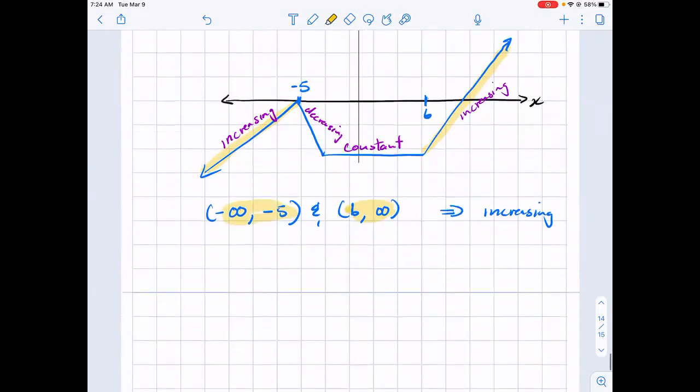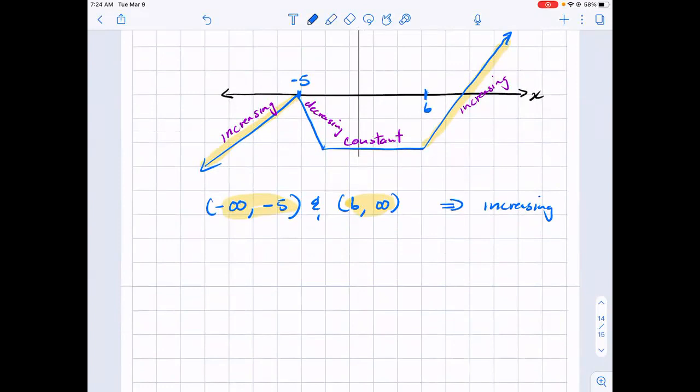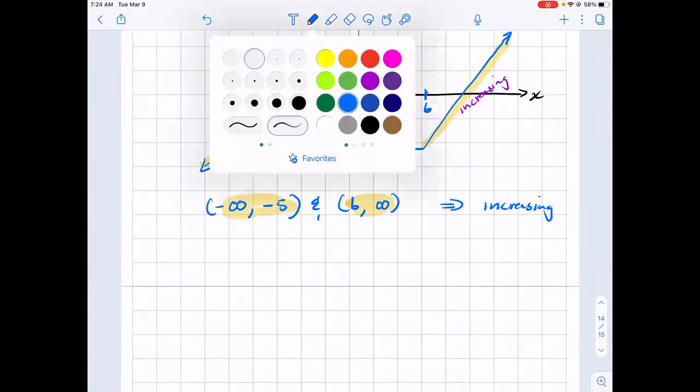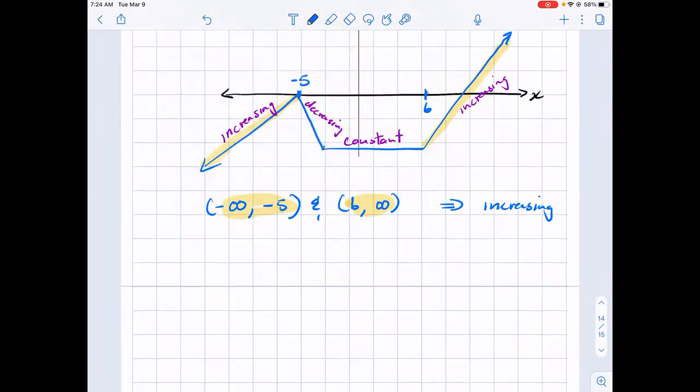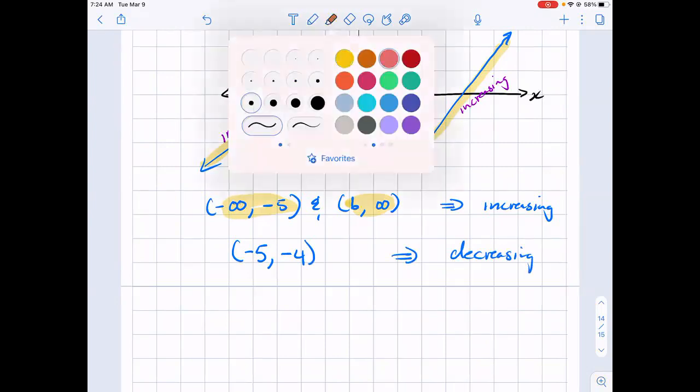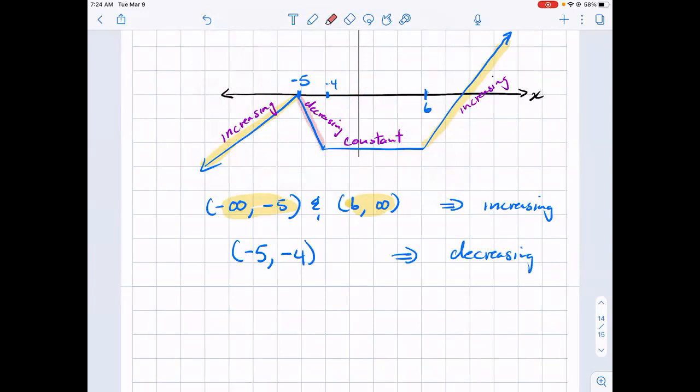Okay, and then we also have from -5 till, I need to give you a value here. Let's say here is -4. To -4, we have decreasing. Yeah. So if we look at a little picture, that's this portion here. Okay, decreasing.